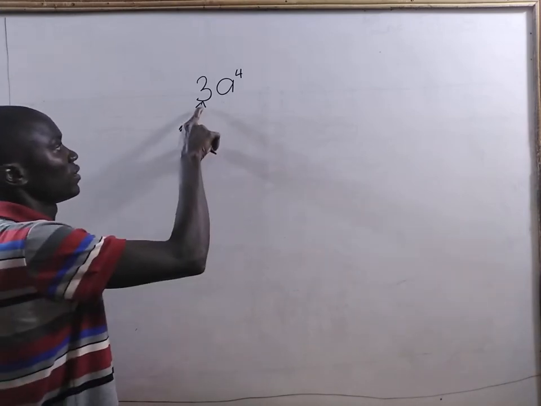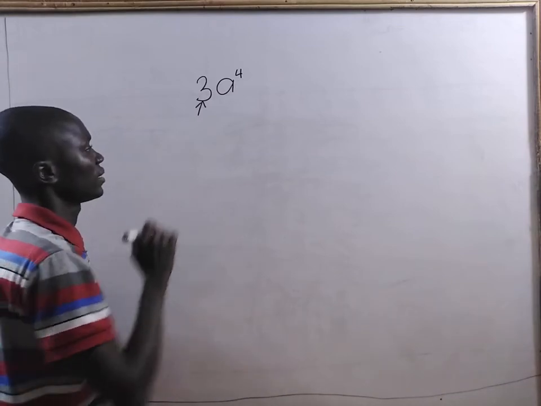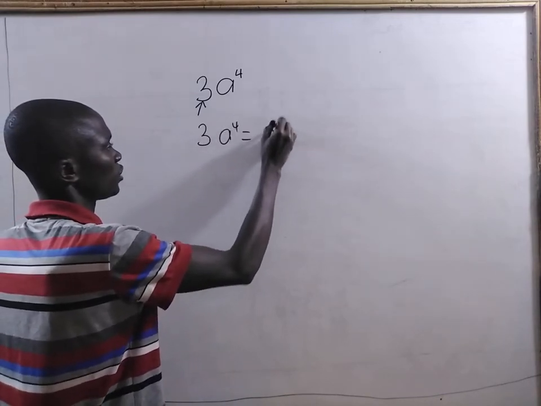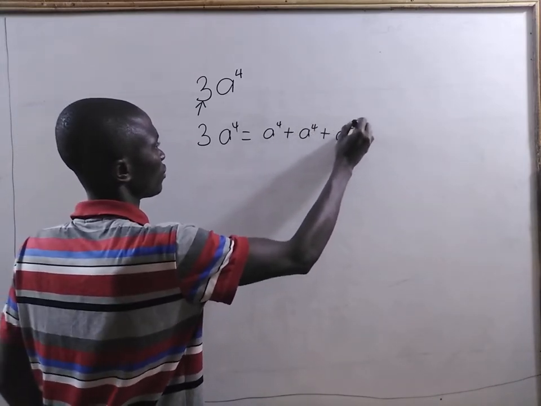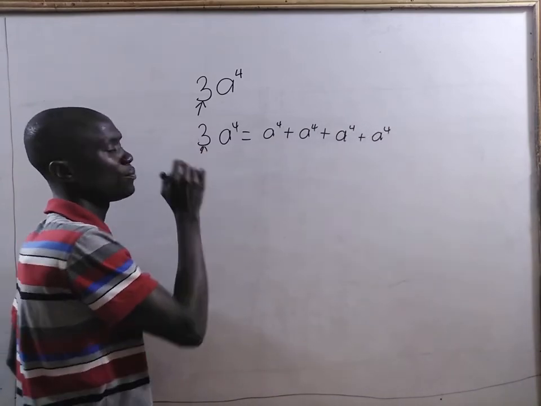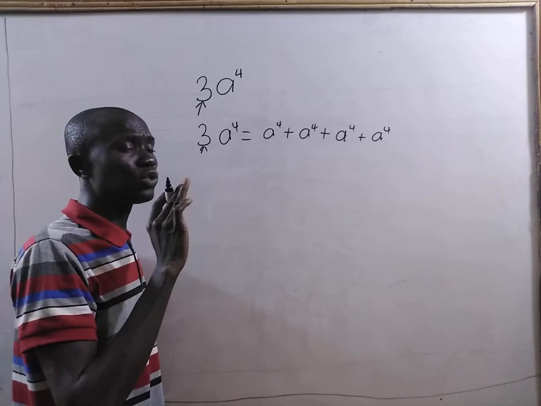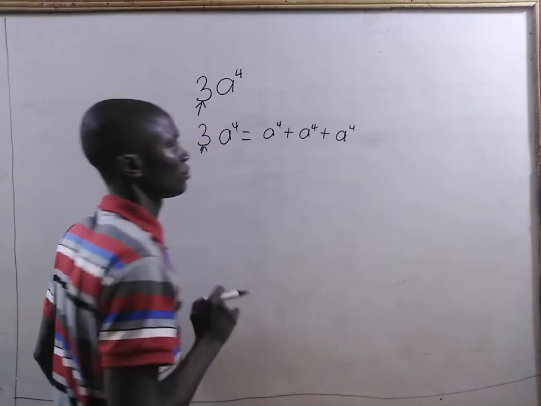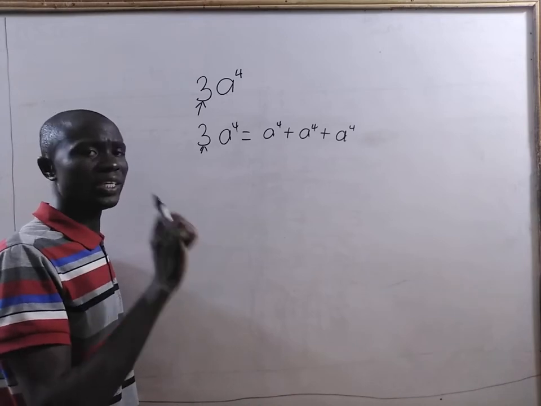Here, 3a to the power 4 means that I have a to the power 4 plus a to the power 4 plus a to the power 4. So the 3 in front here means that a to the power 4 is adding itself 3 times.